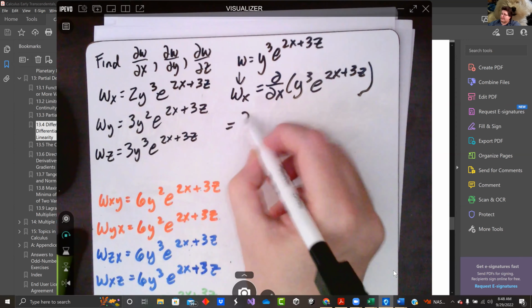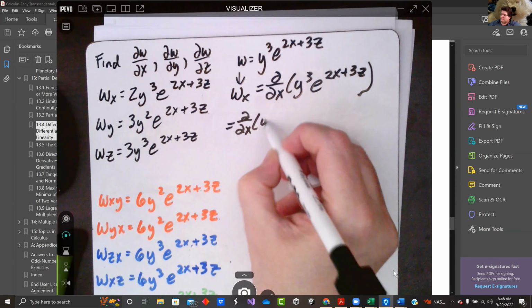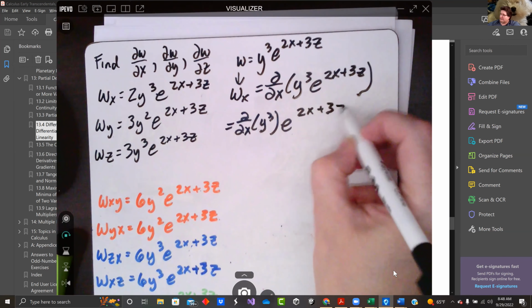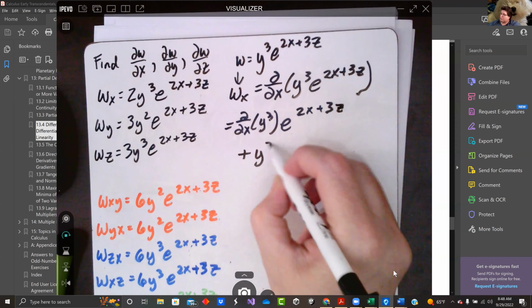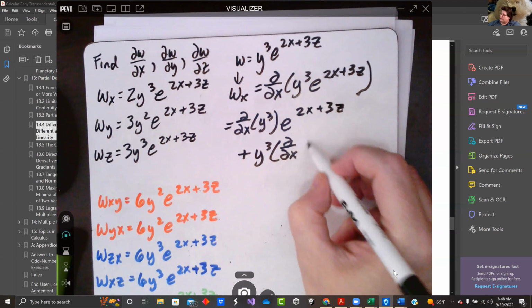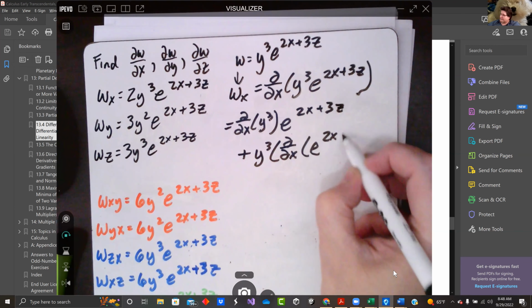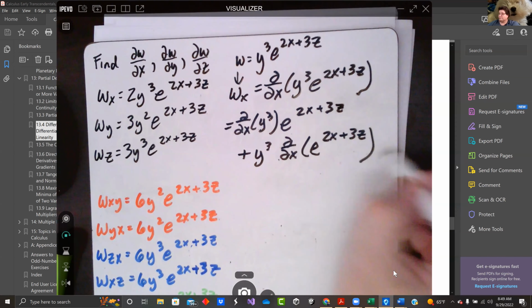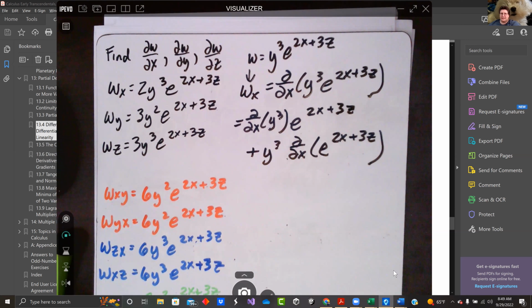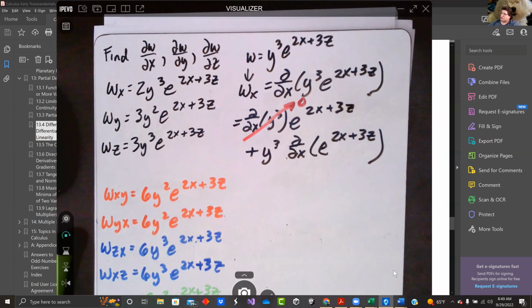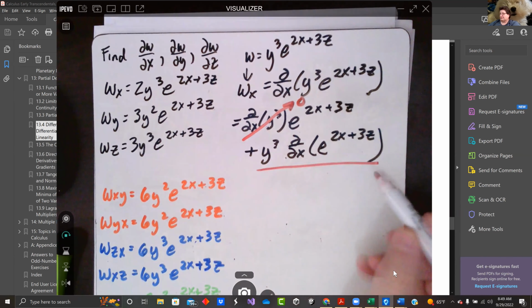This is d/dx of y cubed times the e to the 2x plus 3z, plus y cubed times d/dx of e to the 2x plus 3z. There is a product rule. It's definitely a product rule. This first one goes to 0 though. The derivative of y cubed with respect to x is 0. So all we have left is that.